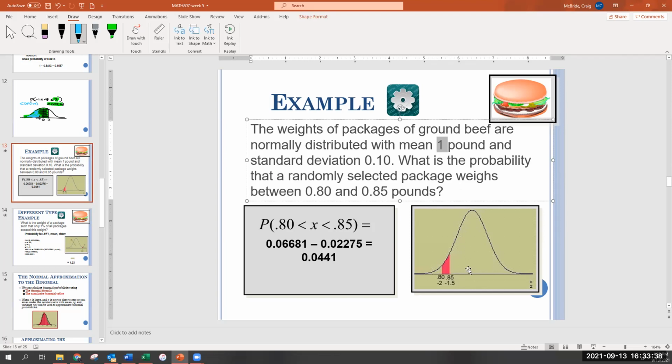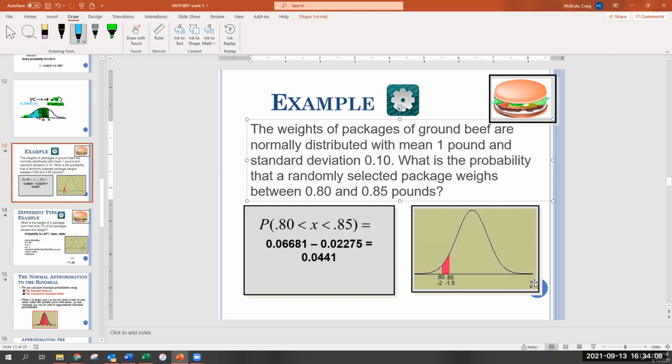And instead of having a standard deviation of 1, it's going to have a standard deviation of 0.1. Well, that's fine. It doesn't change things. Everything still works the same. If we're looking for the area in between things, we would still have to run this twice. We would run a CDF on 0.85, which would give us from here all the way down. Then we would run it on 0.8, which would give us a little tail piece. We subtract those two from each other, and we get this answer of a little bit more than 4%.